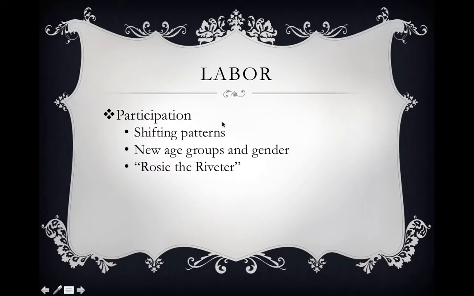But I want you to realize too that World War II had a dramatic impact on labor, in particular levels of participation. The patterns of participation changed. Newer age groups and genders, females in particular, became more and more important. There's the old character from World War II called Rosie the Riveter, whose job was to rivet steel plates together, a job that was considered to be a male-dominated occupation. Women were moving more and more into occupations that were traditionally thought of as the exclusive domain of men.